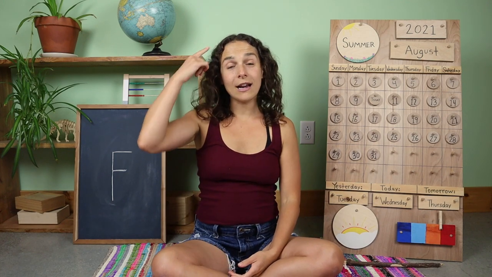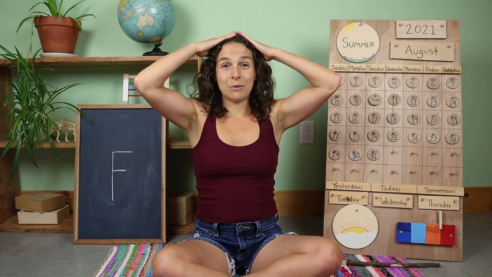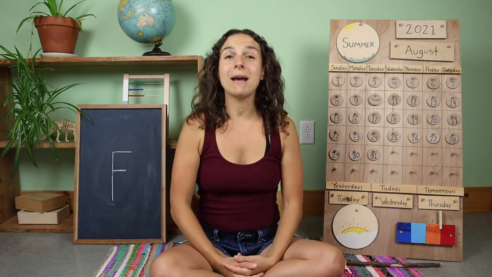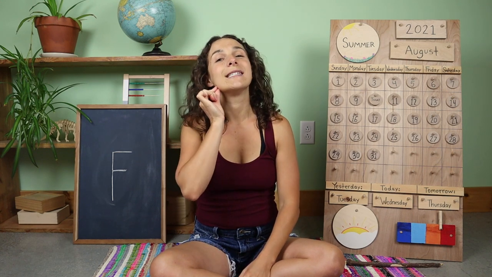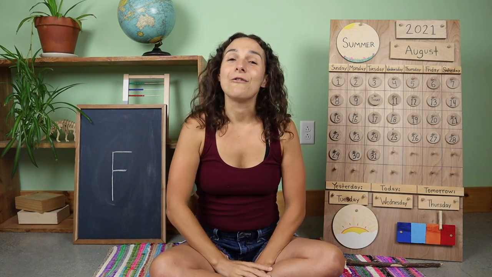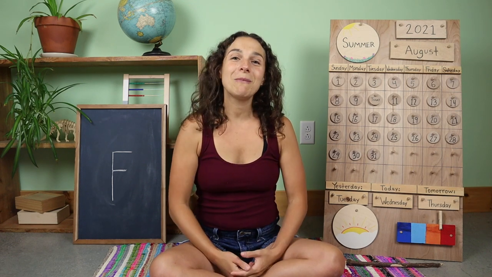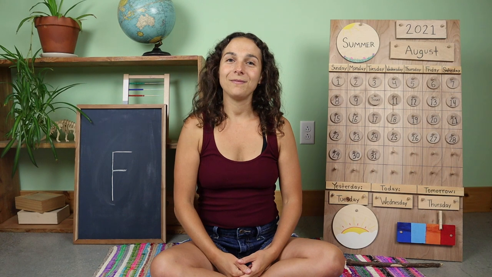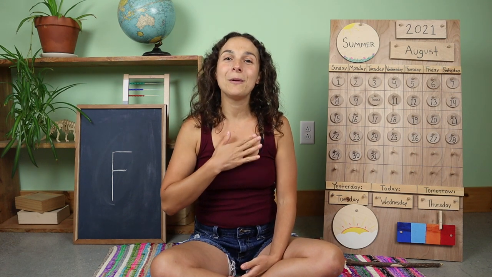Next, we need to put on our thinking hats. My thinking hat is over here. I'm going to put it on top of my head. Today, my thinking hat has a zipper underneath my chin. So I'm going to zip it up. And the final thing that we need to do is warm up our hearts. Will you show me how to do that? That's right. Boom, boom, boom, boom, boom, boom.